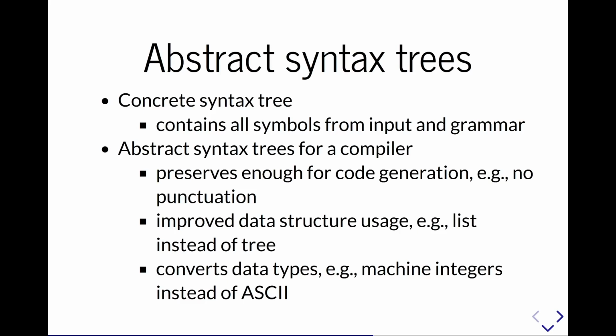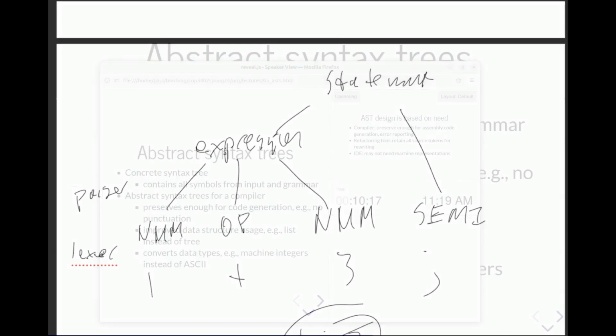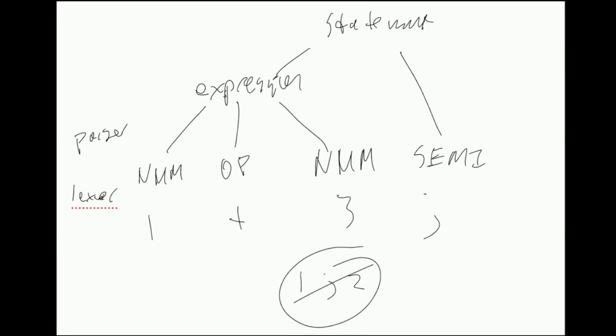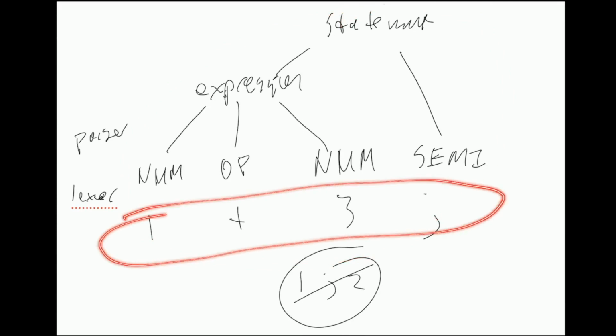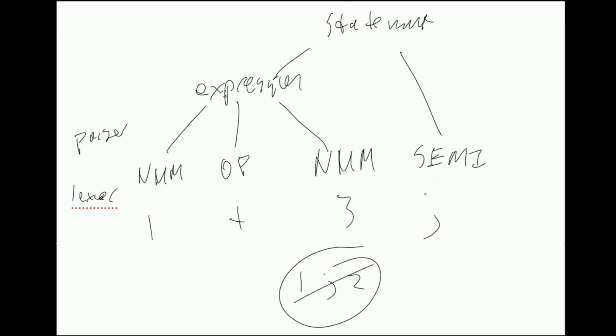And so it's abstract because it doesn't contain all the information from the input. The concrete syntax tree, or parse tree, is the tree that contains all the symbols that were given in the input of the program. So for instance, this is the syntax tree because the leaves of the tree contain every single symbol that the input program gave us. The abstract syntax tree removes information that's not needed for compilation.